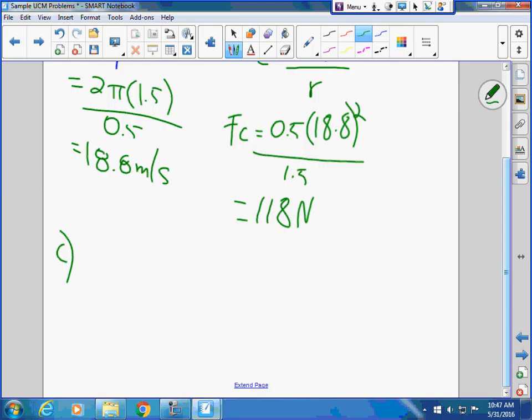Okay. String tension when the mass is at the bottom. Is the string tension going to be more than 118? No? We've got 118 is the average centripetal force. So actually that's at the side. So at the bottom here it's going to be more, right? It's going to be more.